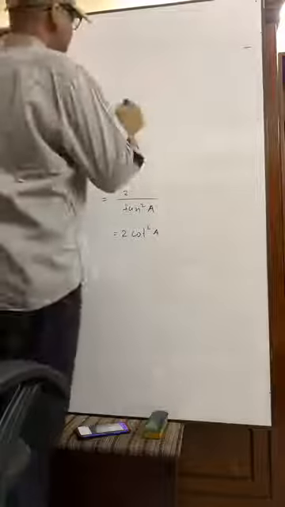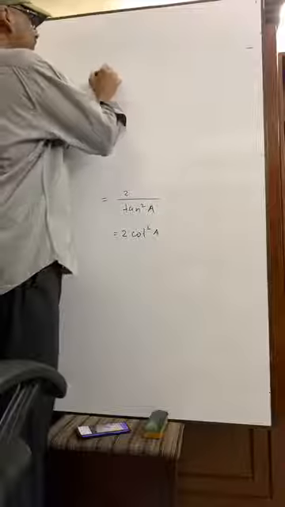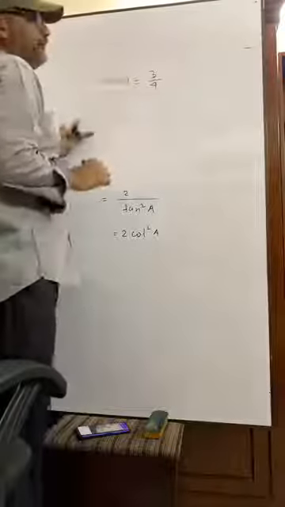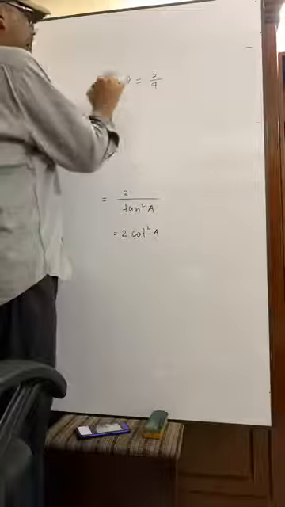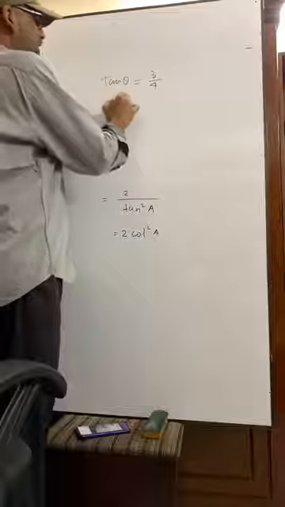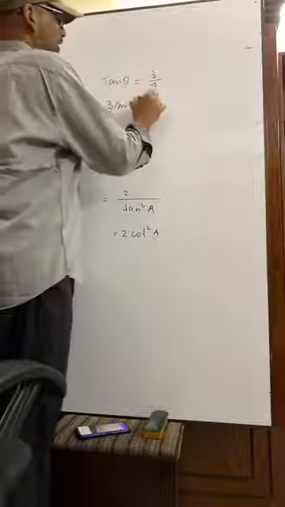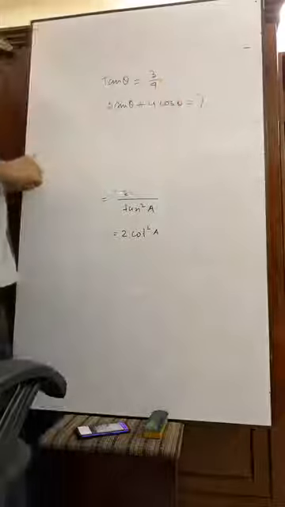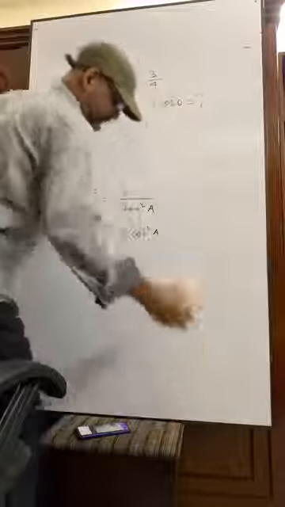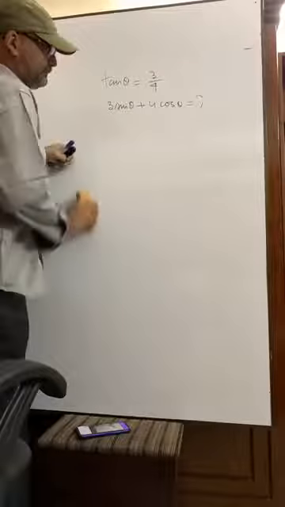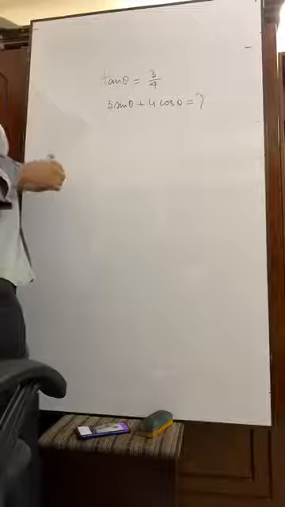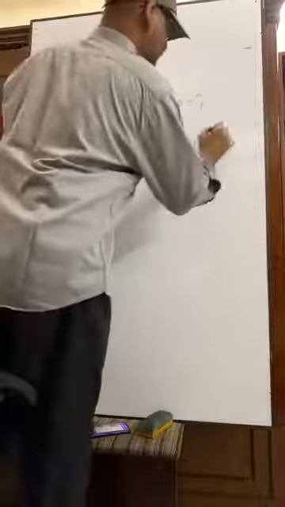Suppose another method can be given, like tan theta equals 3 by 4. 3 sin theta plus 4 cos theta is equal to what? What will you do? You will draw a figure, like this. A figure can be drawn like this.